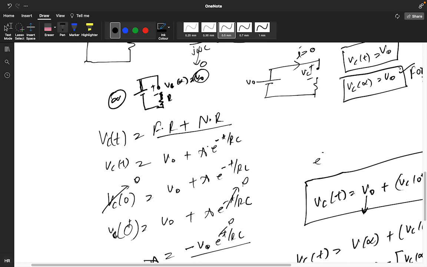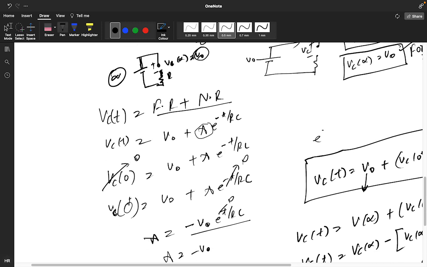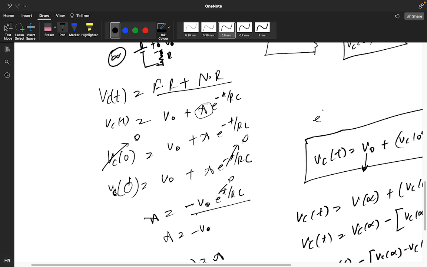But you need to find the value of A. For finding the value of A, put t equals 0. You know Vc of 0 is 0, but I am not substituting this parameter because I have to derive the formula. So Vc of 0 plus is equal to V0 plus A e power minus t by RC. So it will become 0.